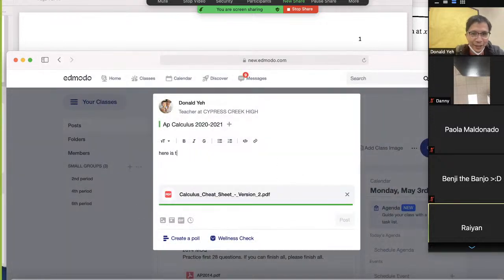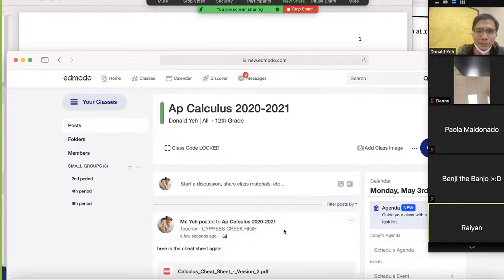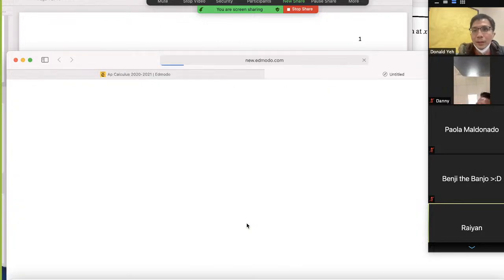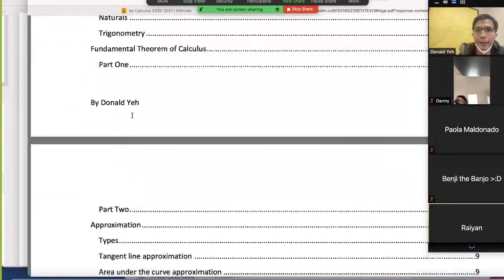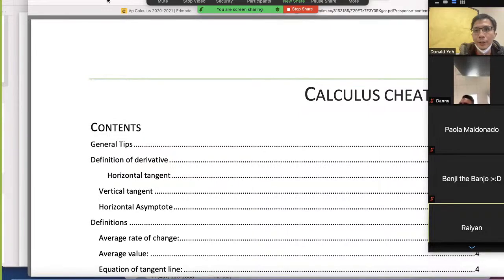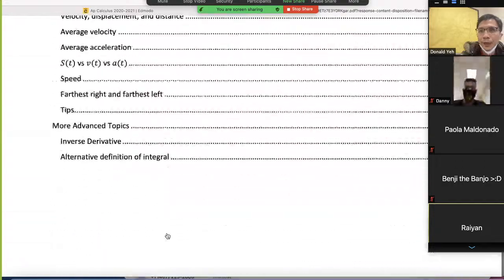So here's the cheat sheet again. The cheat sheet talks about a lot of things, so let me know if you have any questions. This cheat sheet is posted on Edmodo. You can print it out. Like I said, print it out and make sure you go through all the things that you need to understand.